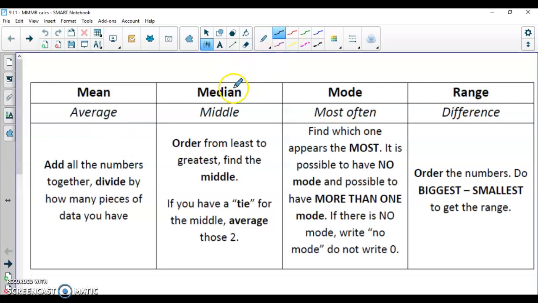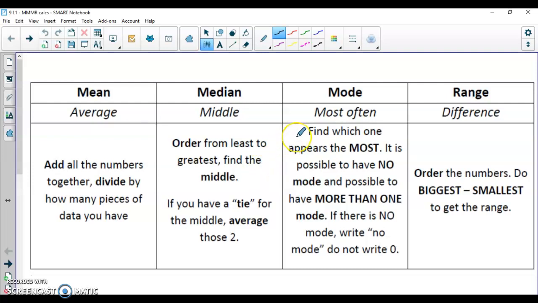Median is like that thing going down the middle of the road. So if you're on the highway, you see a concrete barrier in the middle. You see that grassy area in the middle. The median is the middle number. In order to find the middle number, you have to order the numbers in your data set from least to greatest, and then you just pick out the middle. So you work your way from the outside to the inside.